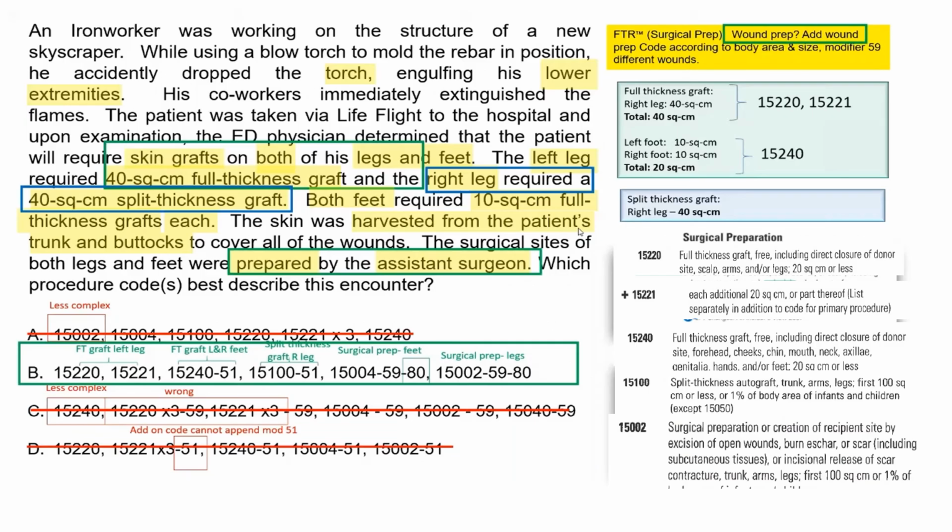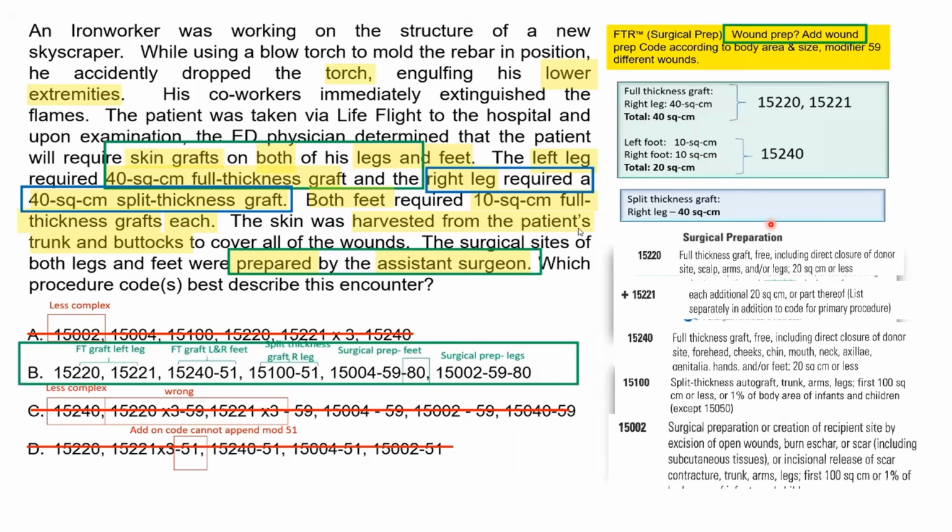So after taking all our data, the answer B is the correct answer, because 15220 talks about the full thickness autograft, and that is mainly for the left leg. The area is 40 square centimeters, and the code 15220 talks about the full thickness graft; the area is also given, but it covers only 20 square centimeters. So we will require the add-on code there.